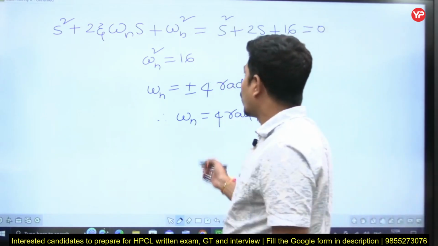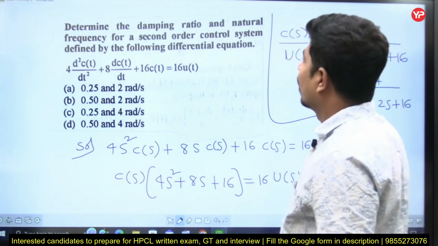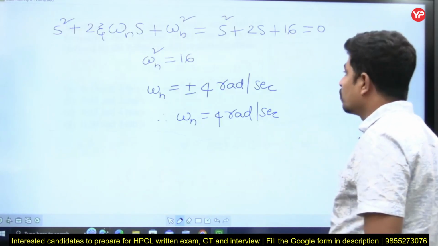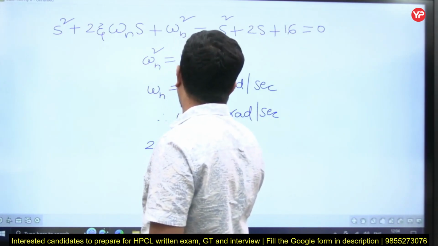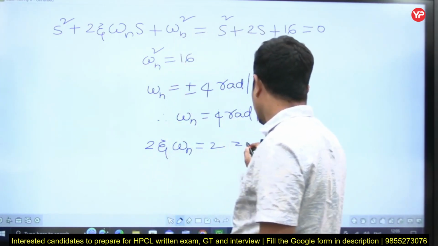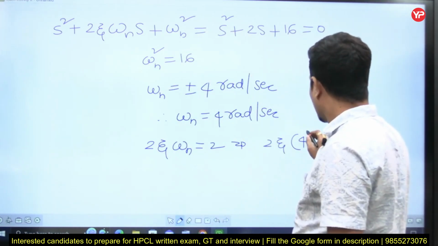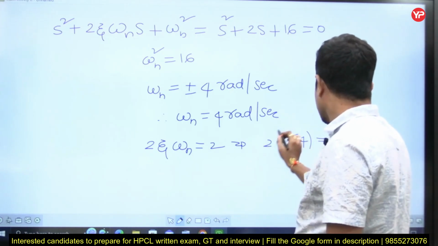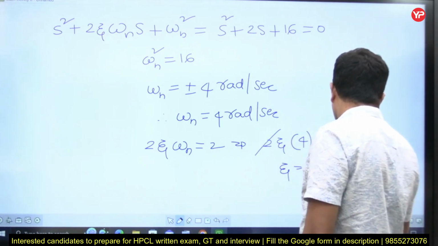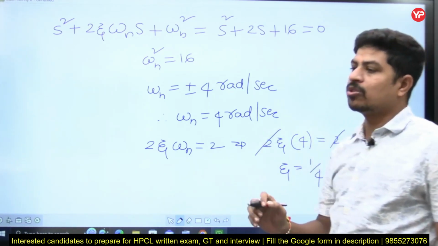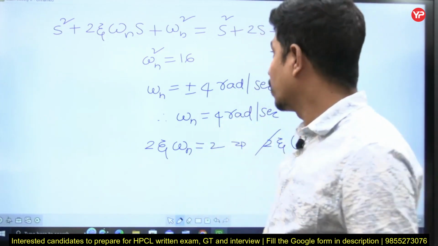Now, what else did he ask? The damping ratio or damping factor. So determine the damping ratio. Damping ratio means zeta. Now compare: 2 zeta omega n is equal to 2 here, and omega n is 4 here. So 2 zeta into 4 is equal to 2, the 2 cancels, and zeta is equal to 1 by 4, that is 0.25. Damping ratio zeta has no units. It is a unitless quantity.